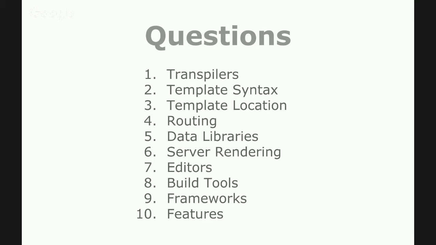So there were 10 essential areas that we went over: transpilers, template syntax, template location, routing, data libraries, server rendering, editors, build tools, frameworks, and features. And of course, after I sent it out, there were a million other things we thought about that would have been great to get feedback on. But it's a tough mix to think about. You don't want people spending an hour filling out surveys. So I did try to limit it just to things that we thought were interesting at the time. So let's get into each one of these areas.